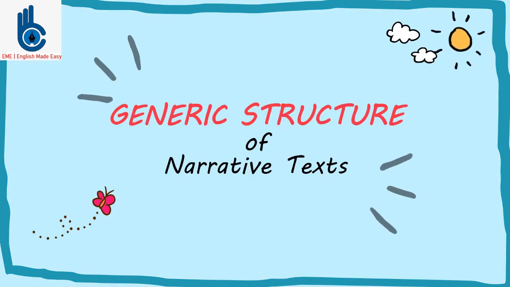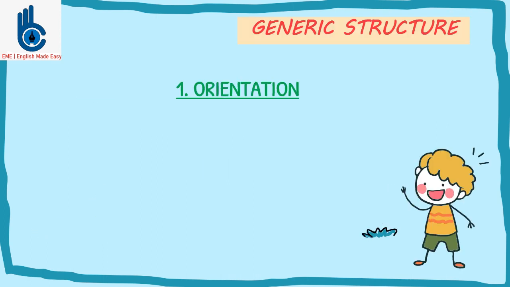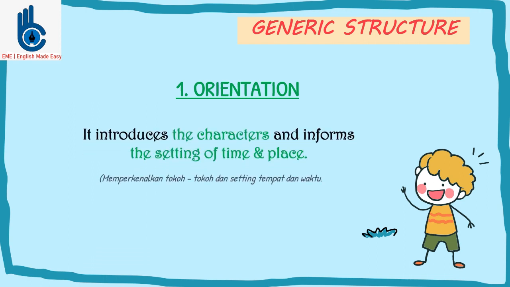Now we will learn the generic structure of narrative text. The first part of narrative text is called orientation. It introduces the characters and informs the setting of time and place.